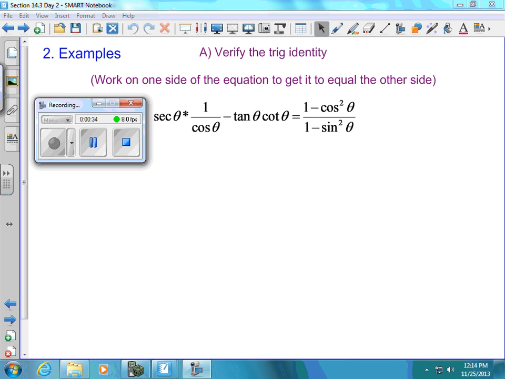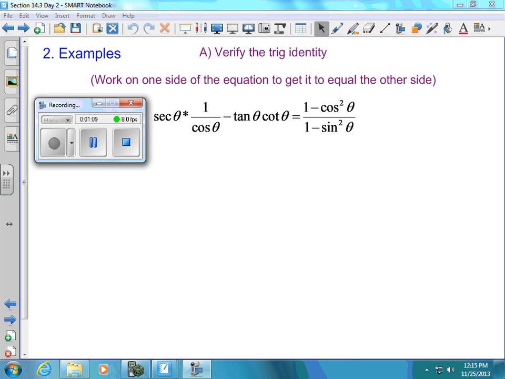Basically, verifying means you work one side of the equation to get the other side of the equation. You can pick the right side and work back to the left, or pick the left and work to the right. For me, usually it's easier to work the more spread out or more complicated one, simplifying it down to the smaller expression. It's basically just like simplifying yesterday, except you already know what your answer is going to be. I know that secant of theta times 1 over cosine of theta minus tangent of theta times cotangent of theta has to equal 1 minus cosine squared of theta over 1 minus sine squared of theta. Just have to figure out how to get there.